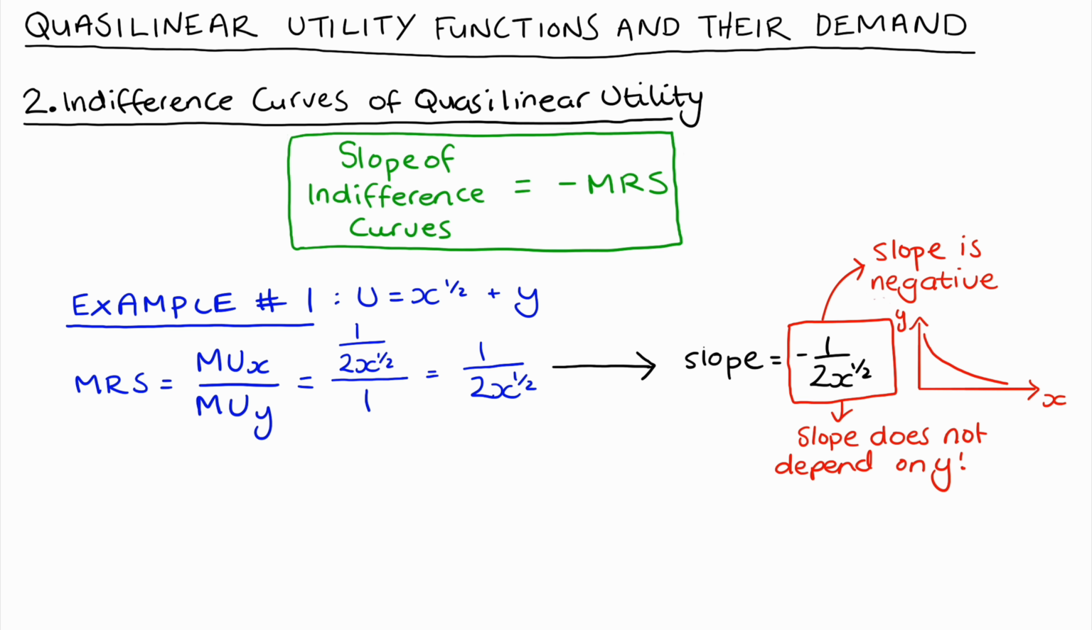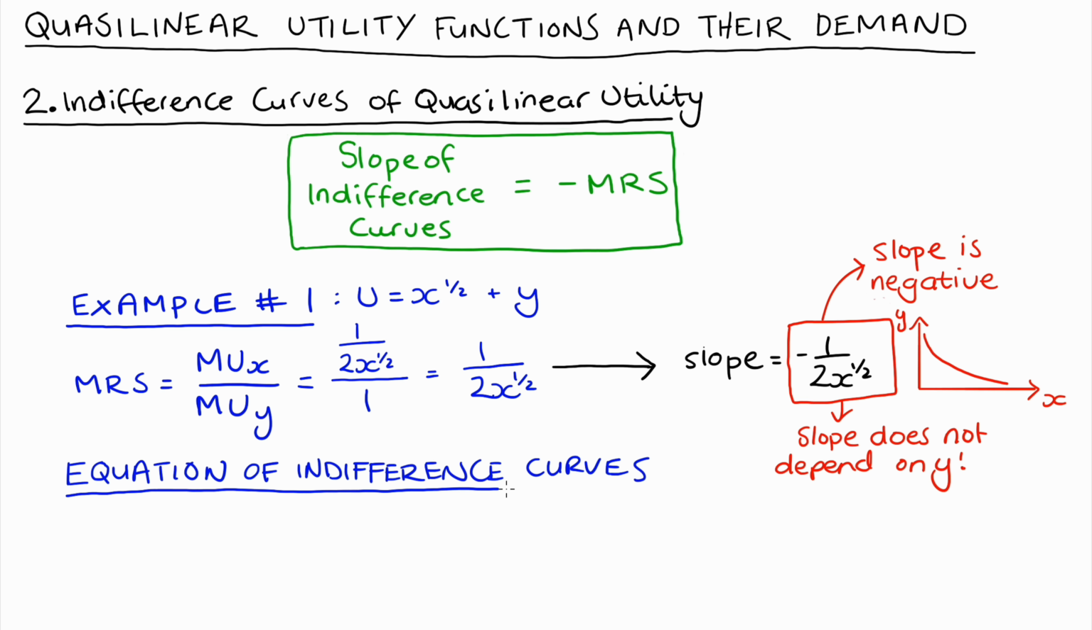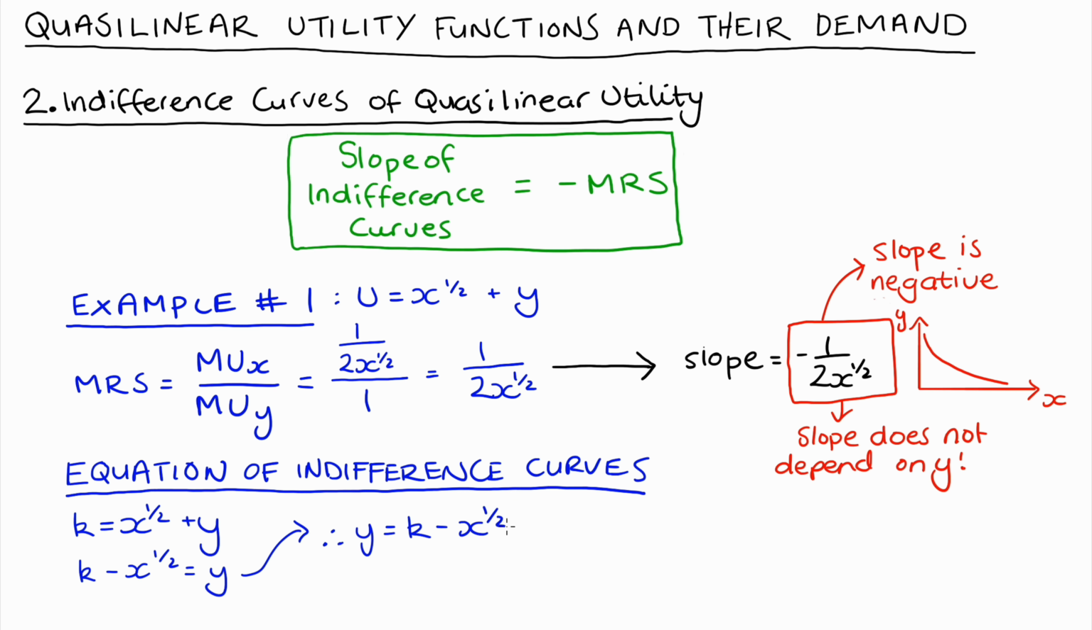All right, let's find the equation of and graph a few of these indifference curves to see them a little more closely. Each indifference curve will be constructed holding utility constant at some amount. So here, instead of utility, let's put k for constant. I don't know why they use k for constant, but it's always k. It's equal to x to the power of a half plus y. If we take away x to the power of a half from both sides, we get y is equal to k minus x to the power of a half. And this will be the equation of our indifference curves.